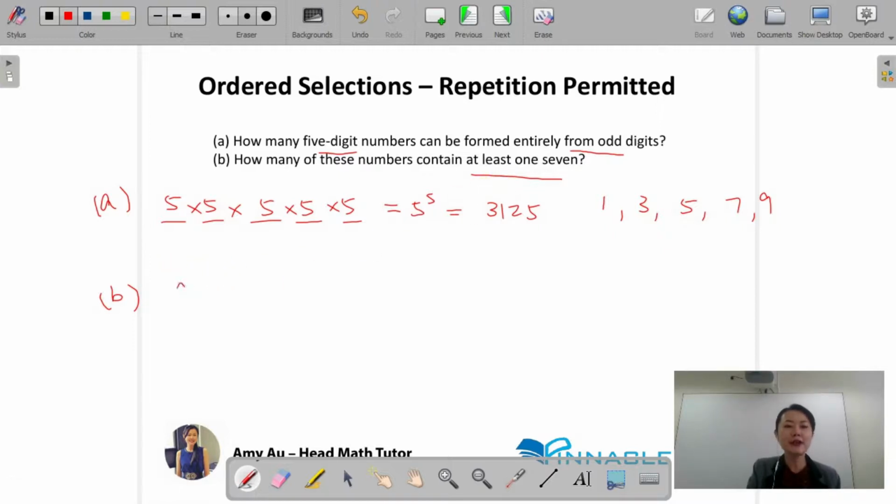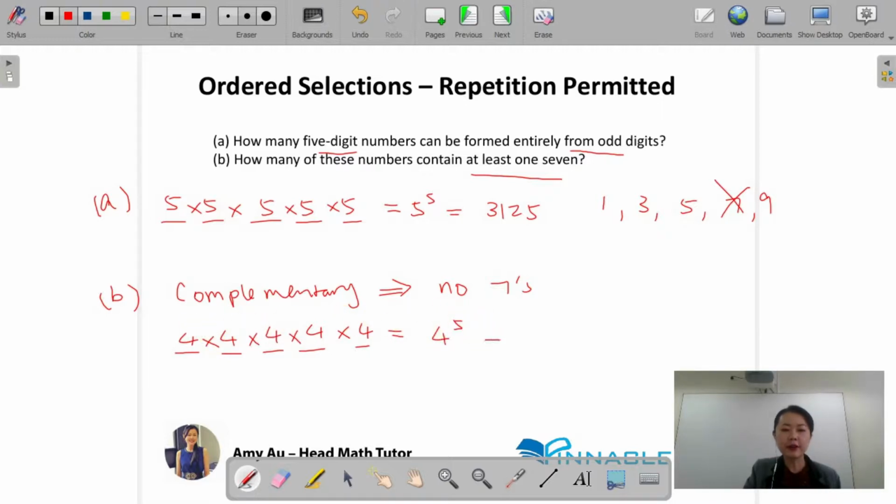So what we're going to count is the complementary case first. The complementary case is no 7s. If we don't use 7, so let's come back to here, we ditch this digit, so we only have 4 possibilities. So 4 ways to complete each digit. So that's 4 to the power of 5, which is 1024.